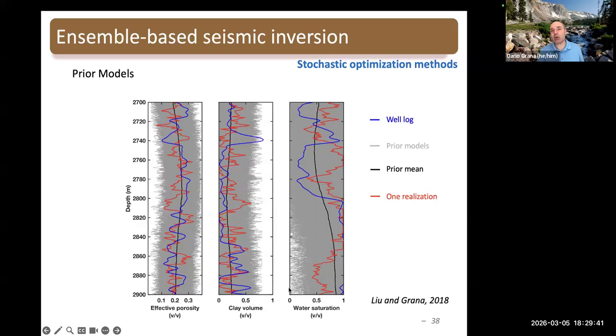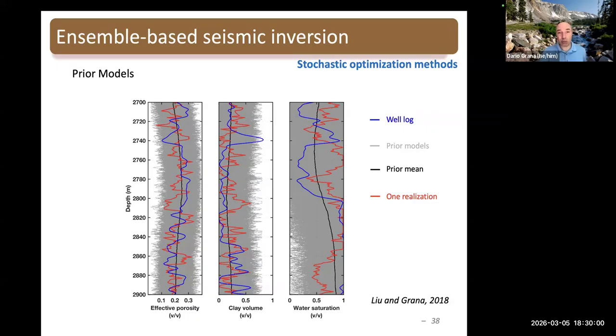So here there's an example. This is the PhD thesis of Minyan Liu. He published this paper in 2018. He's now a professor at the University of Shandong. Here he generated 500 different models for porosity, clay volume, and water saturation. Now, the true one is the well log, but we pretend that we don't know the true one.